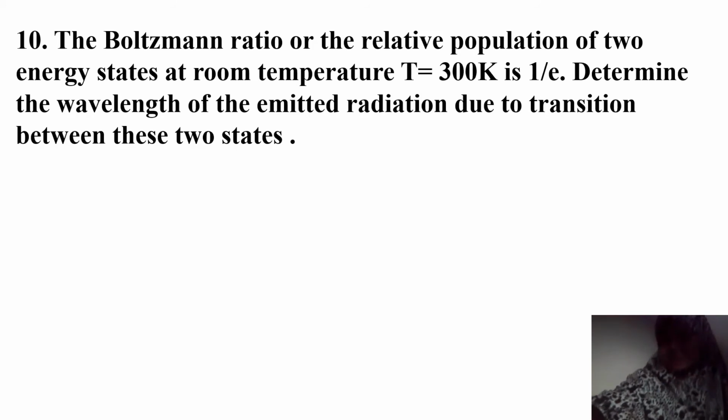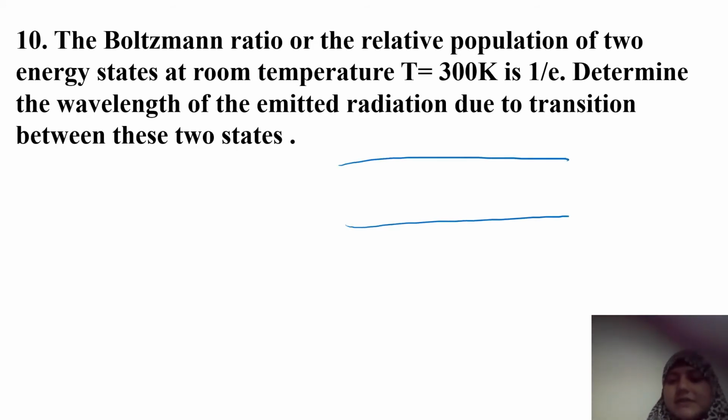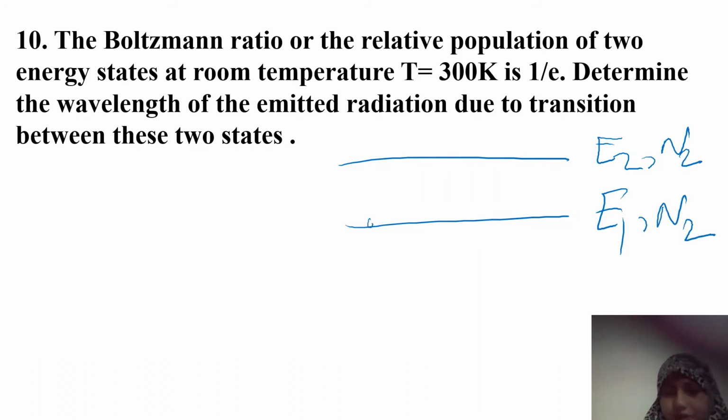The Boltzmann statistics. So we have these energy levels E2 and E1. E2 has some population N2, and E1 has another population N1. So we know that atoms get excited, go here, and will emit some radiation. We have been asked to determine the wavelength of that radiation. That is, delta E is equal to E2 minus E1.